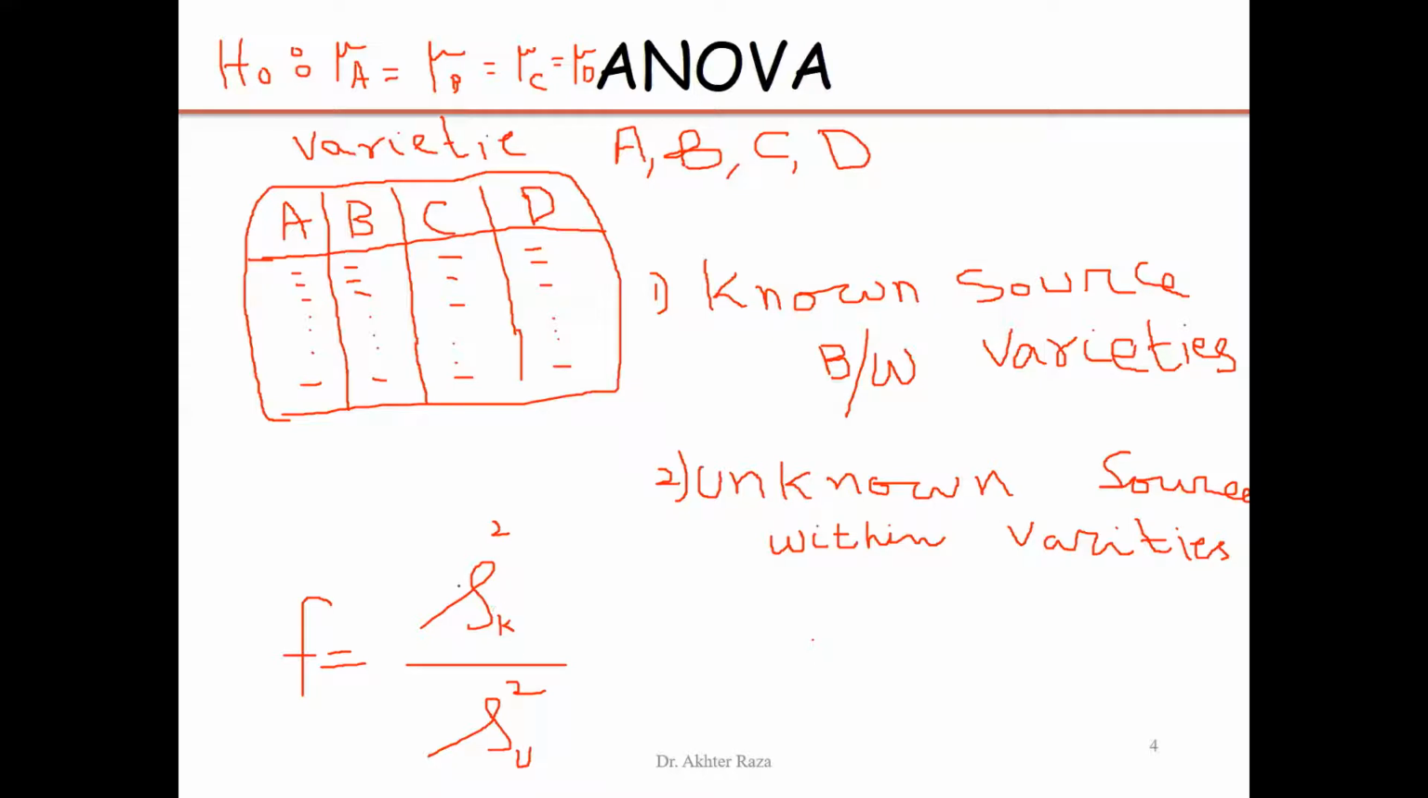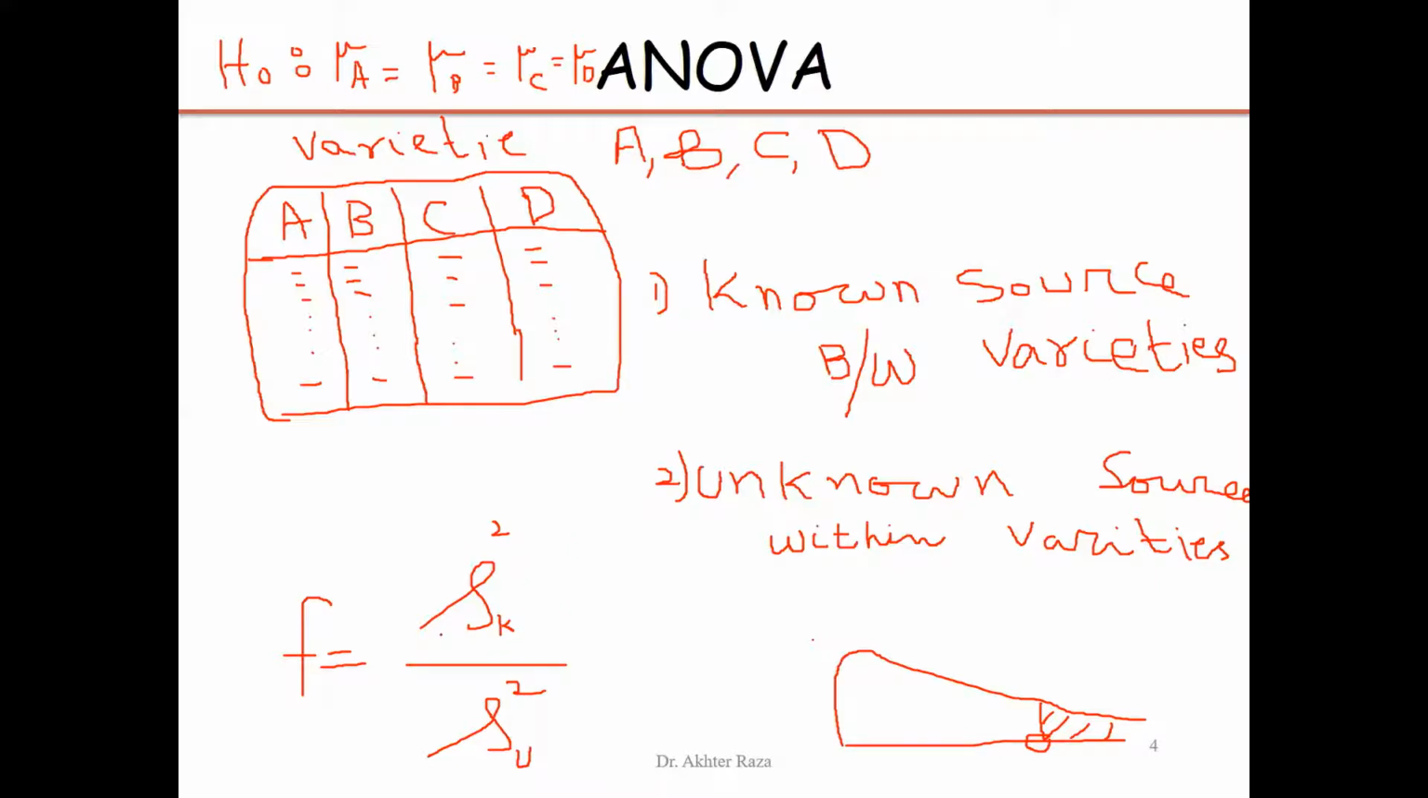If the known source is very high as compared to the unknown source, there is a high probability of rejecting this null hypothesis, because this F statistic will be larger, and if the F statistic is larger, there is a high possibility to reject the null hypothesis by this critical region. This is the critical region of the F statistic, and if this F statistic is above this critical point, then there is a possibility that this hypothesis will be rejected, and we have the alternate hypothesis in favor.